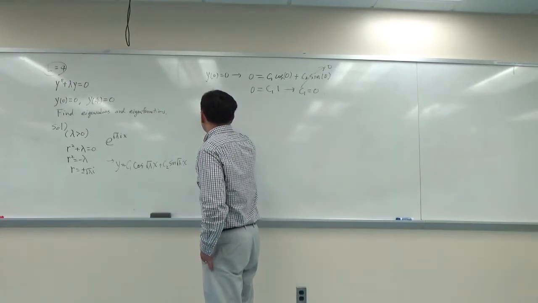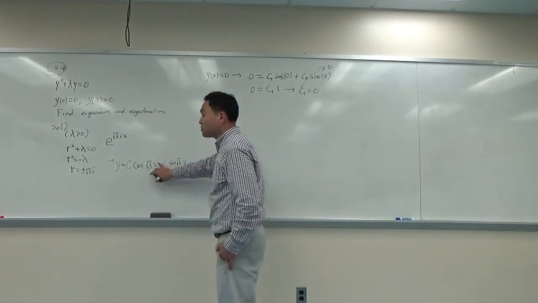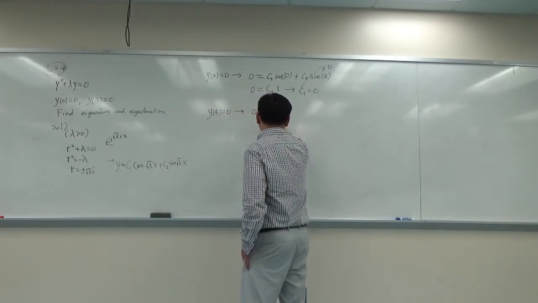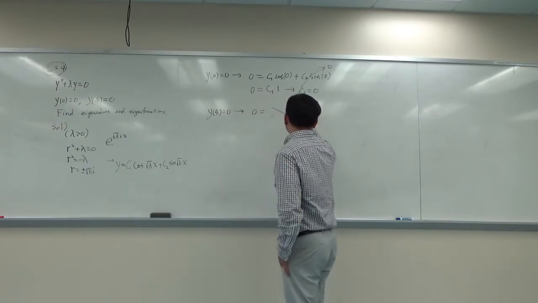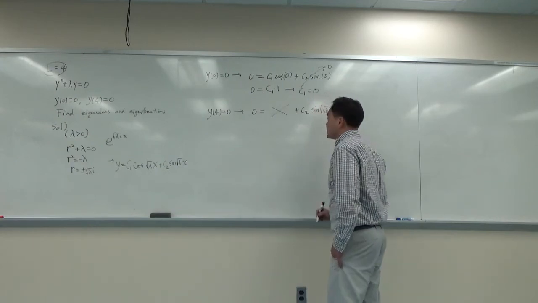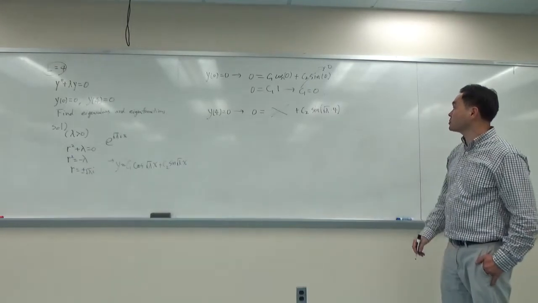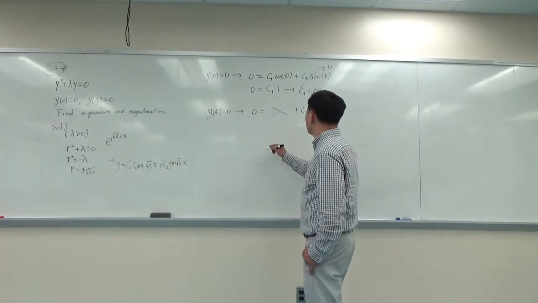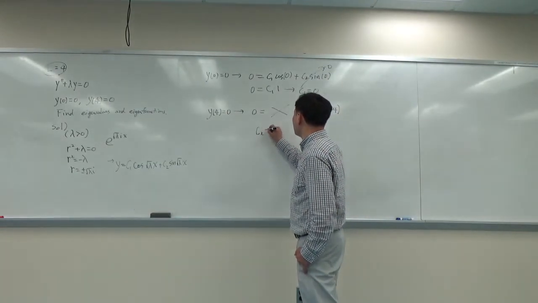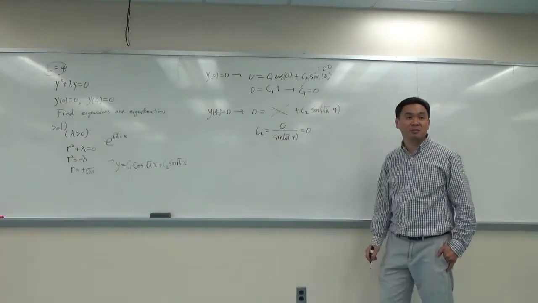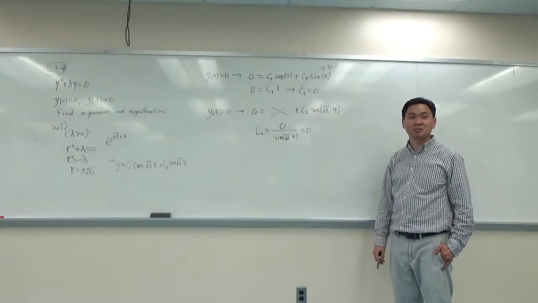Next, y of 4 equals 0. That means I'm plugging in 4 into x, right? So that gives you 0 equals C1 cosine, but C1 is 0 already, so I don't have to do that. And I just get C2 sine of square root of lambda times 4. So I get C2 equals 0 over sine of square root lambda times 4 equal to 0. Is that what we want? No.